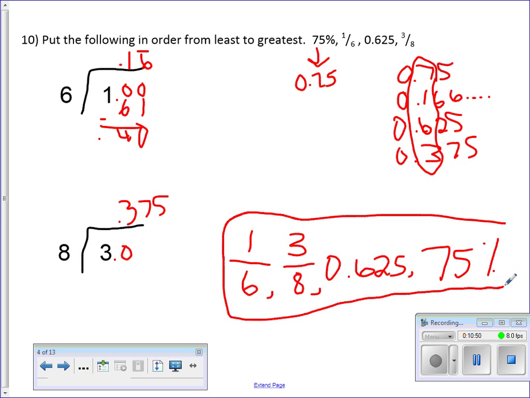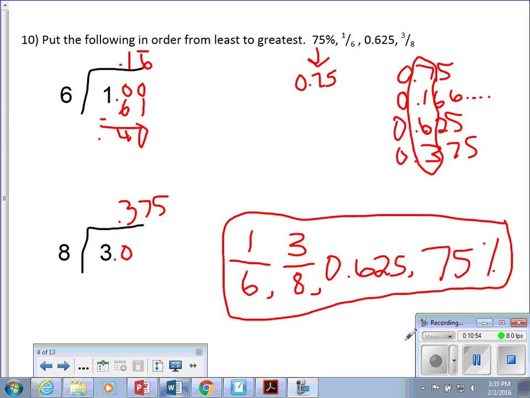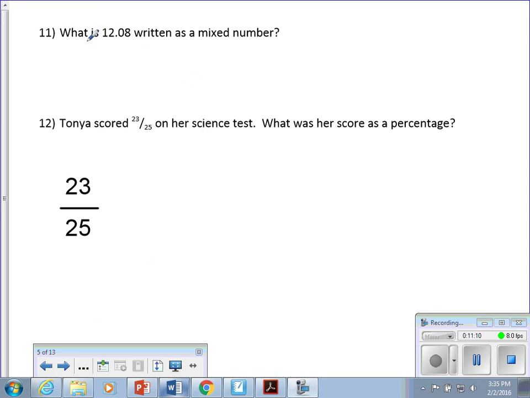This is the order. The strategy I used here was to change everything to a decimal. And then I lined up my decimals and looked at the place values to decide what's small, what's the middle, and what's the largest. Let's take a look at the next problem.